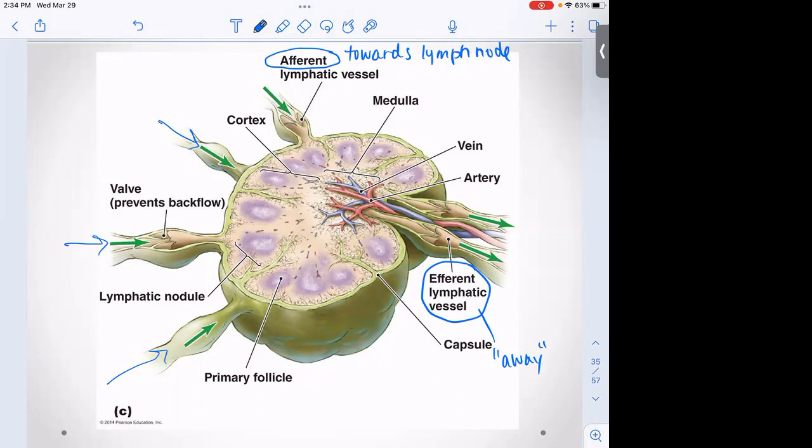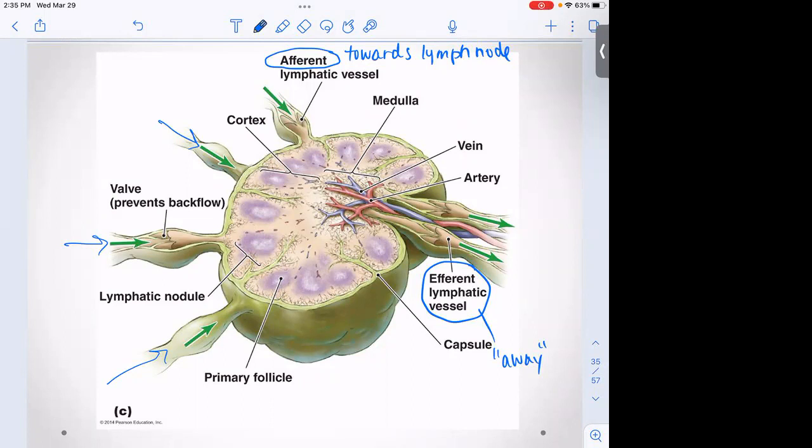It creates some mixing around of that lymph. There's lots of cells in there, B and T cells, that now have the chance to come in contact with the antigen presenting cells like the macrophages and the dendritic cells. So this is mostly where those B cells and T cells are going to become activated.